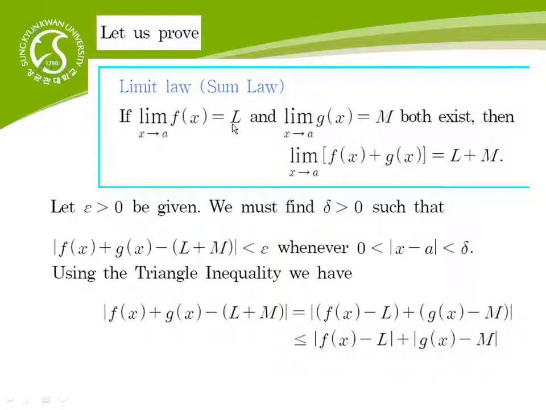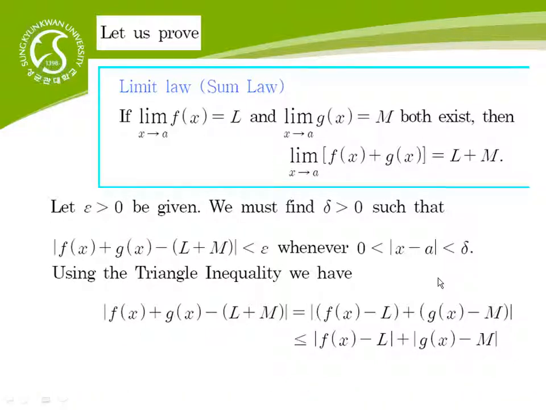If the limit of f of x is equal to L, and the limit of g of x is equal to M, and both exist. This is important. Both exist. Then the limit of the addition of those two functions is the addition of L and M. Okay. How can you prove it?